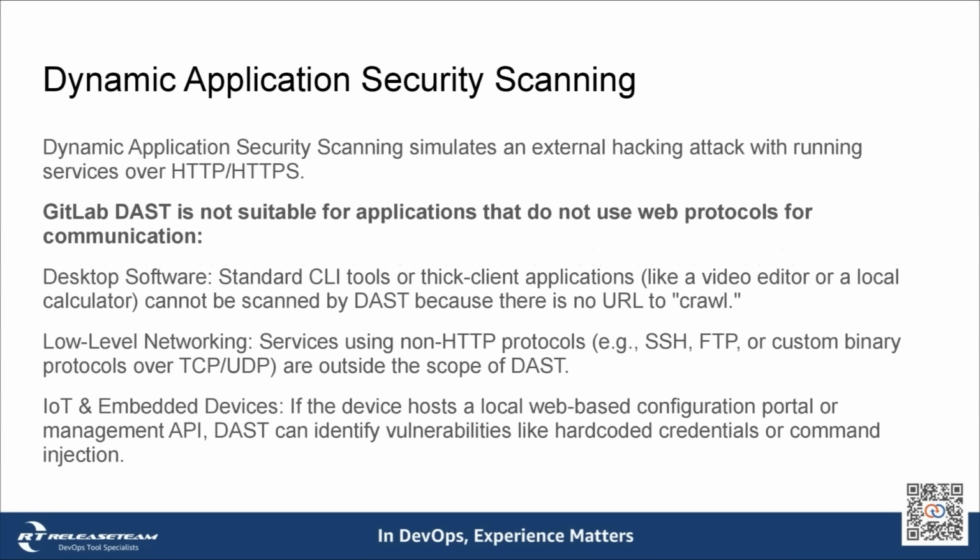Dynamic application security testing is a security methodology that identifies vulnerabilities by attacking a running application from the outside, much like a real-world hacker would. Unlike static testing, which looks at the code, dynamic testing has no visibility into the application's internal logic or source files. It interacts with the web interface or API endpoints to find security flaws that only appear during runtime.